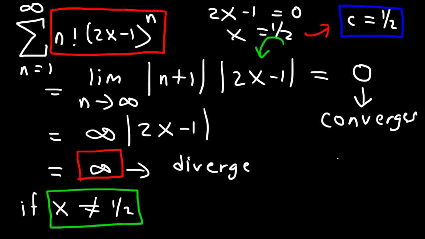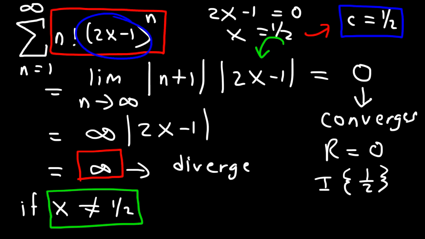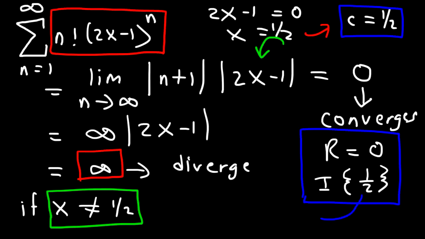So for this problem, the radius of convergence is 0 because there's only one number where this series converges, one x value. So the interval of convergence is x equals c, which is just 1/2. So it's not always 0. It depends on where the power series is centered at. So this is the answer for this problem. So anytime you get infinity, the radius of convergence is 0, and the interval of convergence is where the power series is centered at. That's where x equals c. So you just put in your c value.